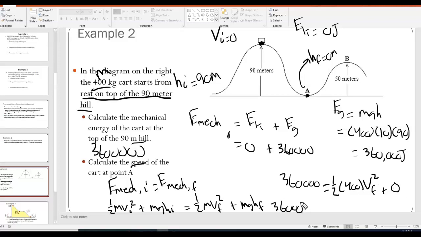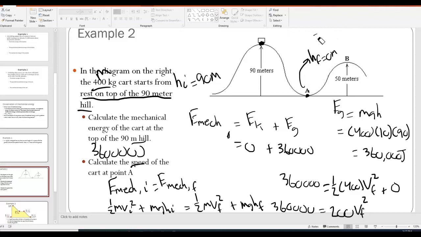Because the height is 0, that makes the whole thing 0. So I have 360,000. I think that's too many zeros. Okay, let's try that again. I have 360,000 on the left equals half of 400, which is 200, squared. Okay, and now I'm going to erase some stuff at the top just so I have space to write.